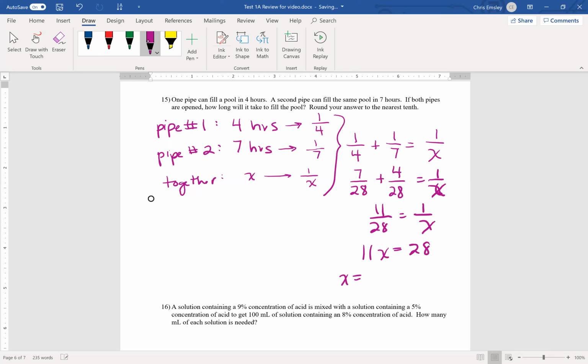In this case, we want to give a decimal answer. It asks us to round our answer to the nearest tenth. So 28 divided by 11 is about 2.5. It would take about 2.5 hours for those 2 pipes to finish the job working together.